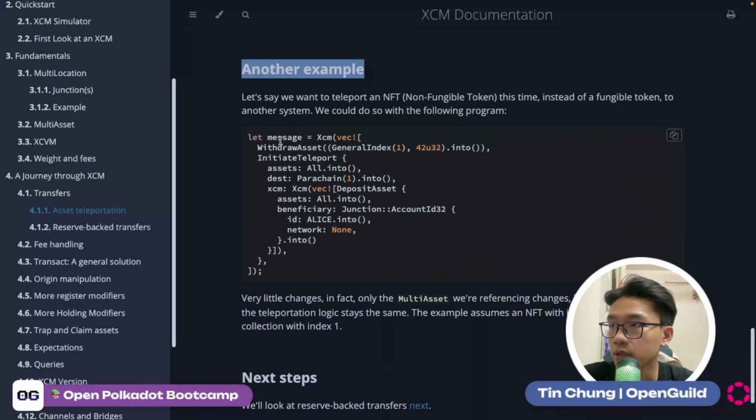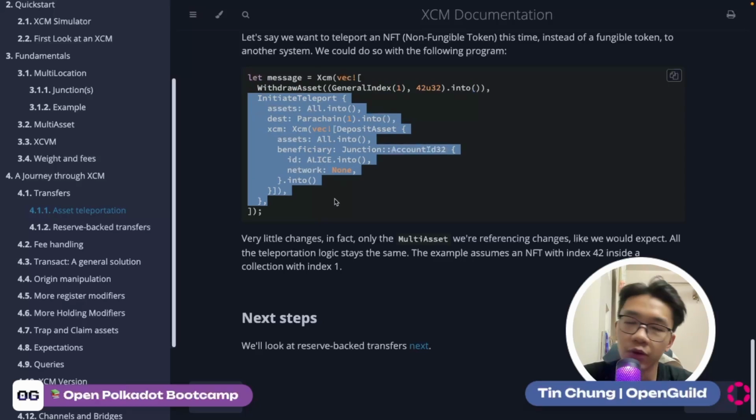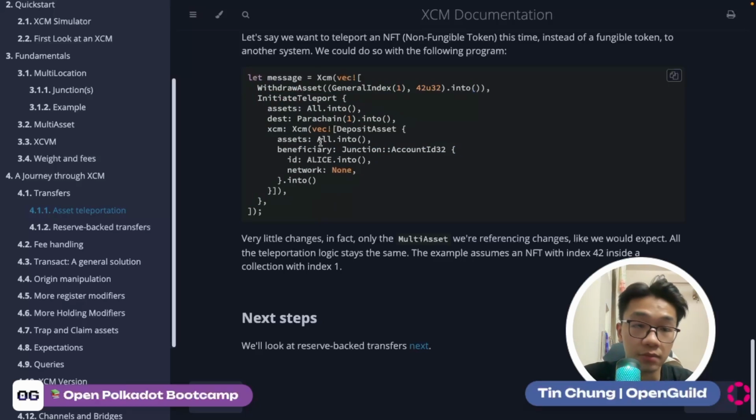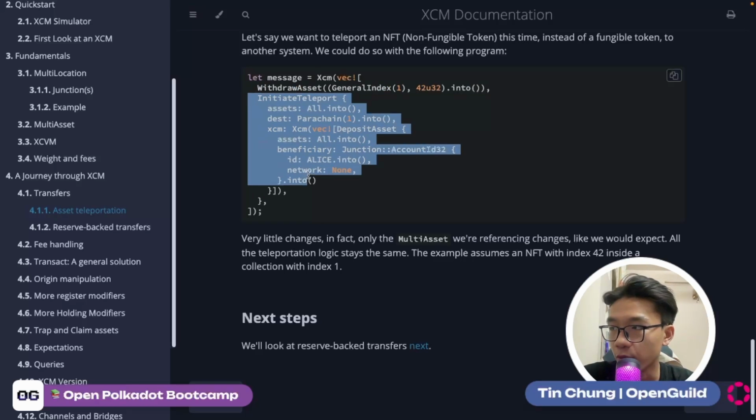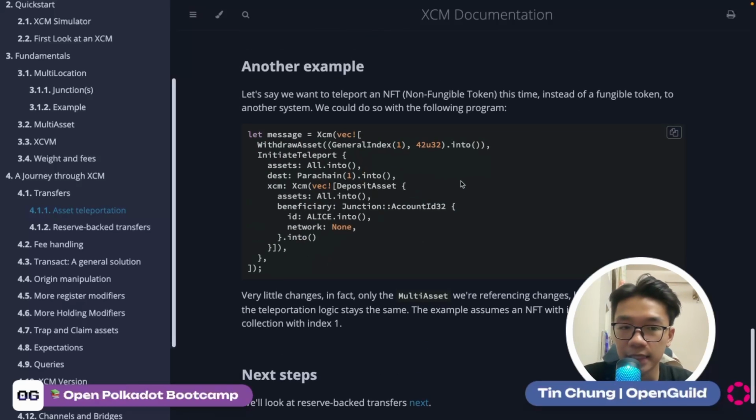Another example: we have withdraw asset, initiate teleport. Very simple. Whenever you want to teleport the token from chain A to chain B, to trust chain B, then you just simply call withdraw asset and initiate teleport. And that's how the asset teleportation happens when you use the XCM language.